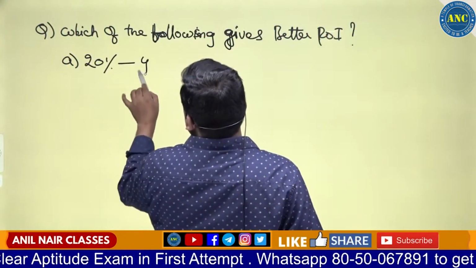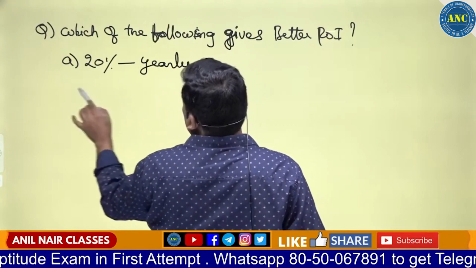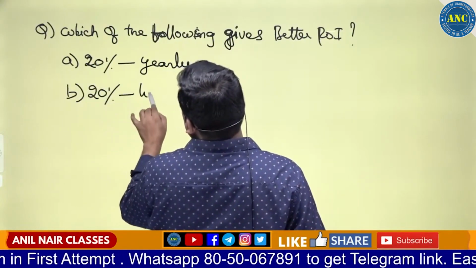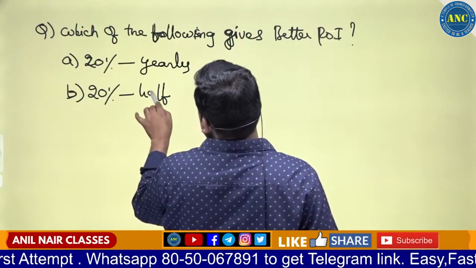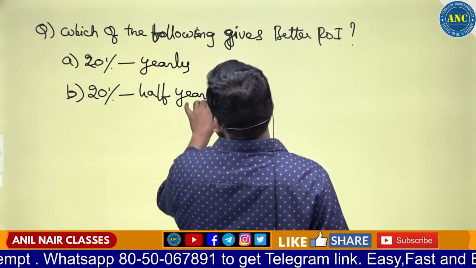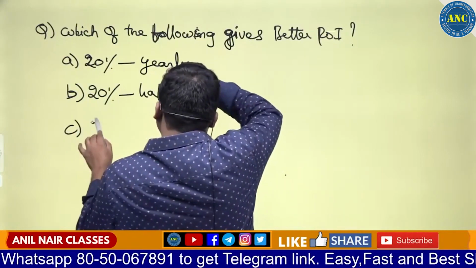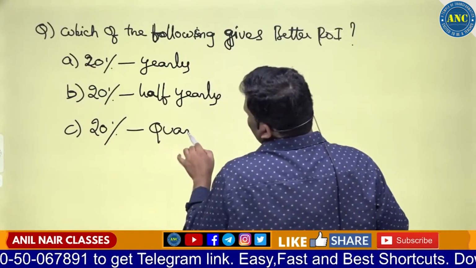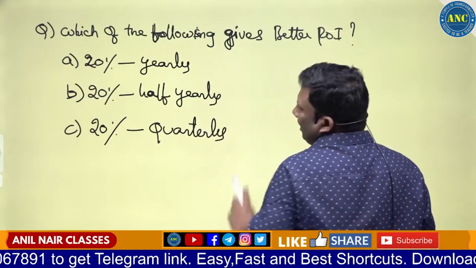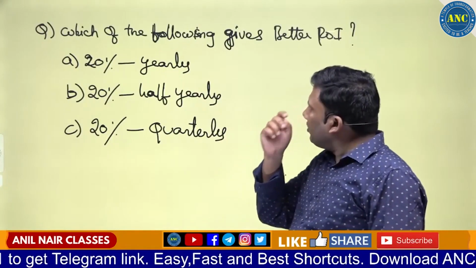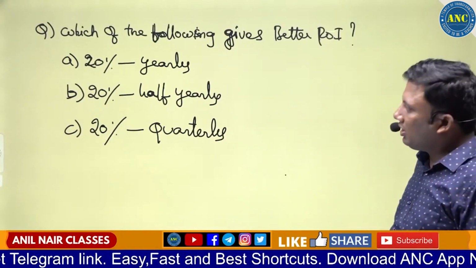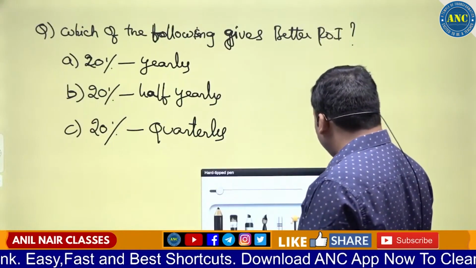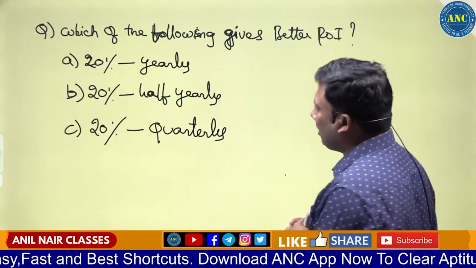20% yearly, 20% half yearly, 20% quarterly. Which one will give better rate of interest? Which of the following gives better rate of interest?